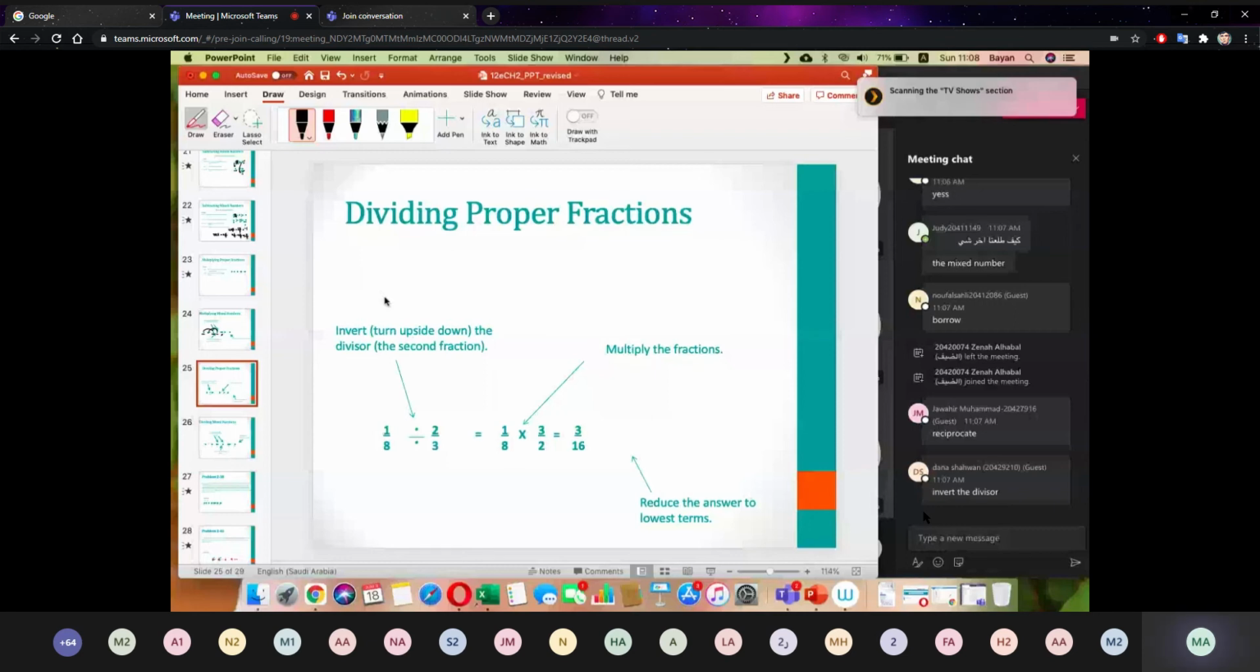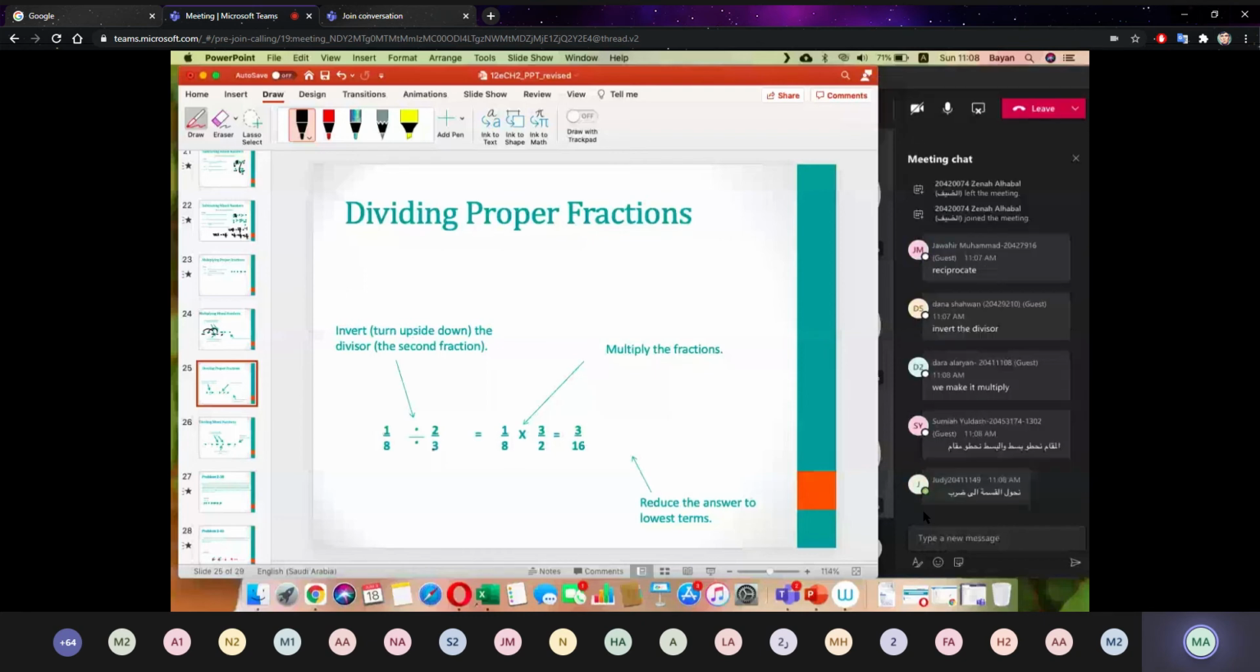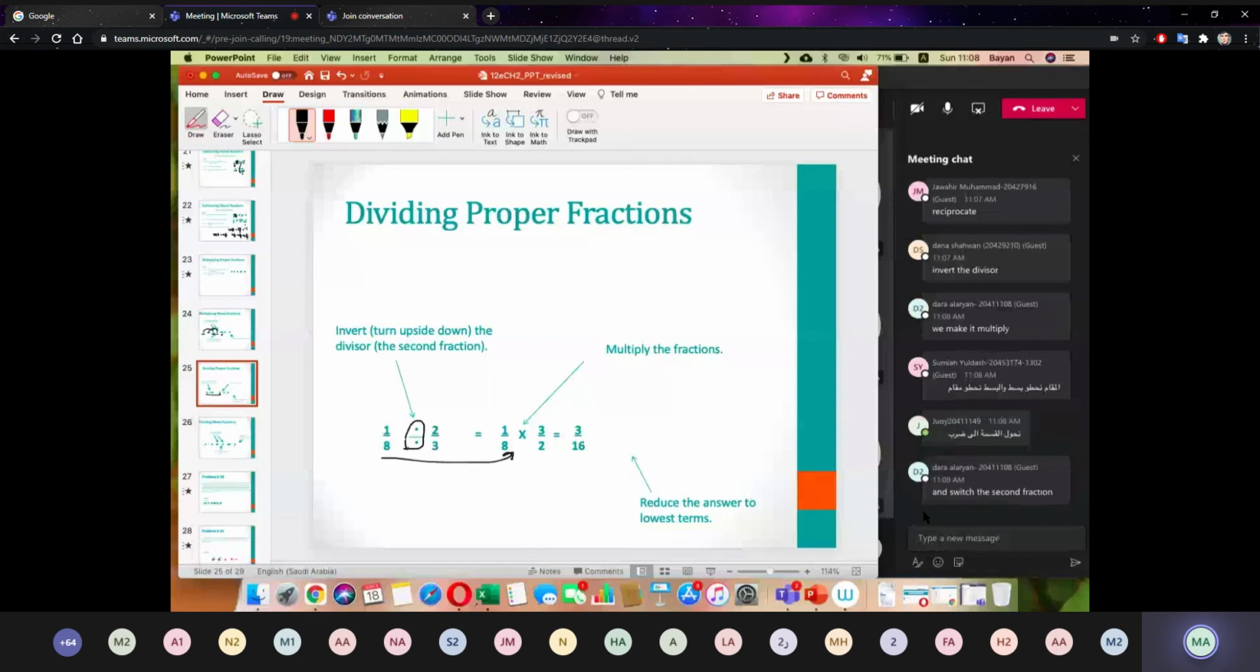Yes, we convert it from dividing to become multiplying, right. 1 over 8, we write it the same, 1 over 8. We change it here from dividing to become multiplying. Then we upside down this fraction. Here we have 2 over 3, so we make it upside down, switch it to become 3 over 2. Then you multiply 1 times 3, 3, 8 times 2, 16.